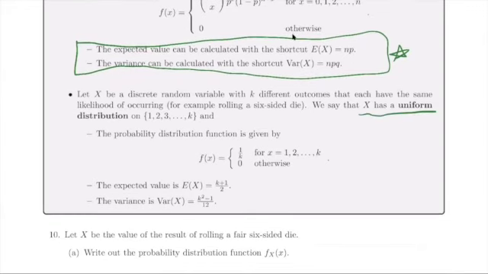Another type of distribution is what's called a uniform distribution. And so a uniform distribution is one where every outcome, sorry.